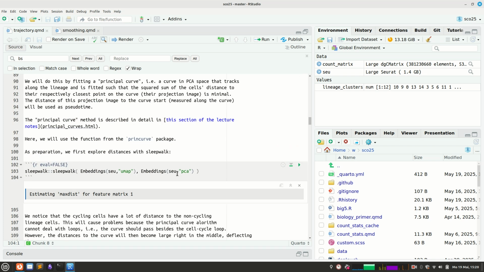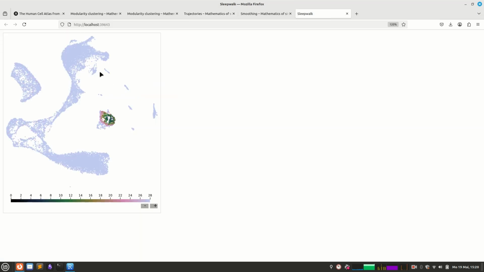We have now said that with sleepwalk we can see how the trajectory goes along here. And now one way to find this trajectory is to make what we call a principal curve. Imagine you have, in some space, a point cloud which has some banana shape, something like this. And now we want to find a curve which sort of connects all these cells, something like this. This curve we call a principal curve, and we define it as follows.